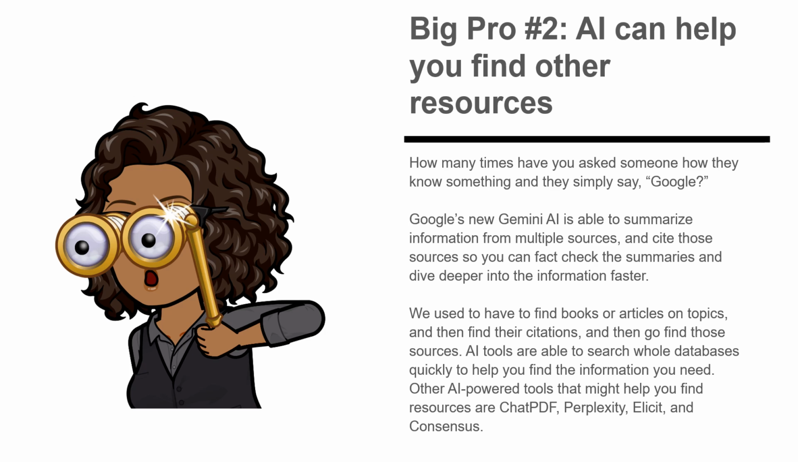We used to have to find books or articles on topics, then find their citations, and then go find those sources. AI tools are able to search whole databases quickly to help you find the information you need. Other AI-powered tools that might help you find resources are ChatPDF, Perplexity, Elicit, and Consensus.